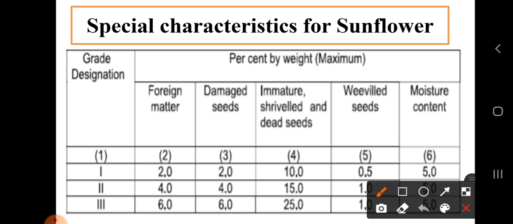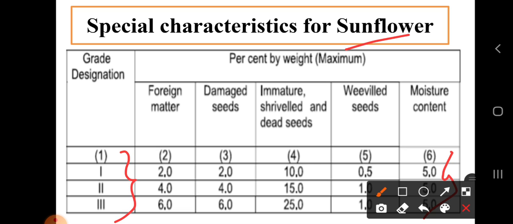In this slide, you have to remember only these things. Sunflower is graded under 3 categories: special, standard and general, or grade 1, grade 2 and grade 3. Its moisture for all grade designations should not exceed 5%.